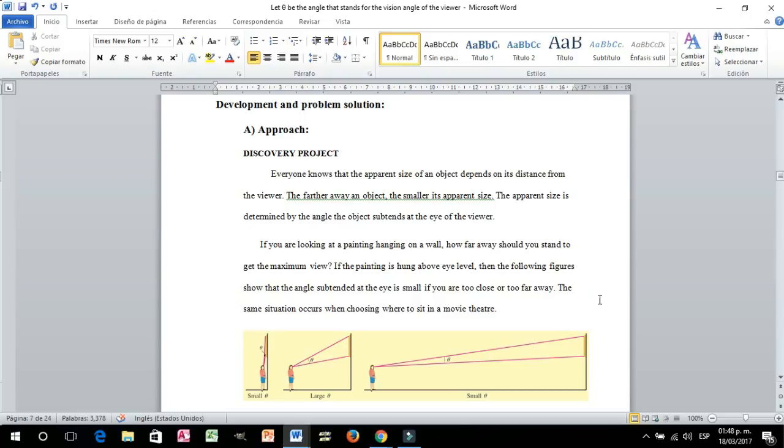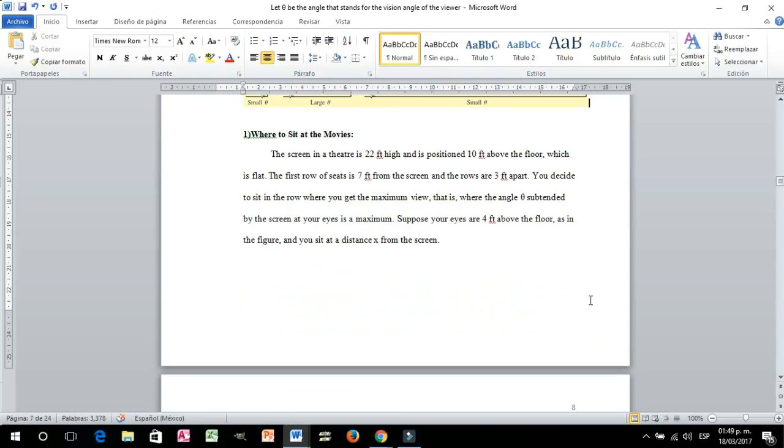The same situation occurs when choosing where to sit in a movie theater. So, through this project, two problems about where to sit at the movies are going to be answered. In the first one, a height variable is going to be included, while in the second one, there is not going to be a height variable. So let's go.